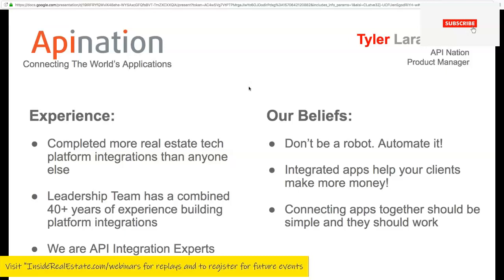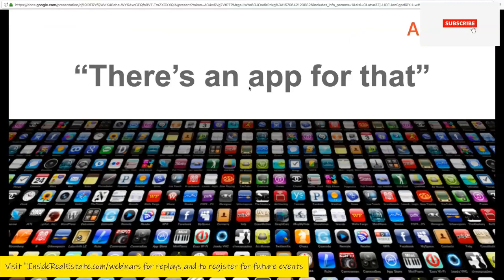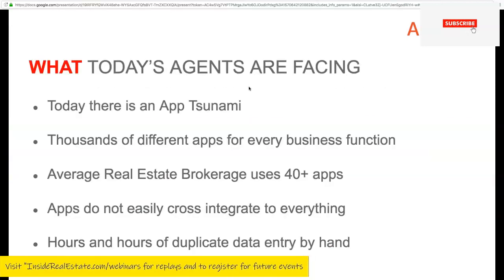Connecting your apps together should be simple, it should be easy, it should work, and most importantly, it should work for you. In this world that we live in, with millions of apps on the App Store, there's an app for everything. When we look at the typical real estate brokerage, we see that a brokerage uses 40 plus apps, roughly half free and half paid. And really none of these apps talk together in the way that they should. They don't cross integrate where they should be.